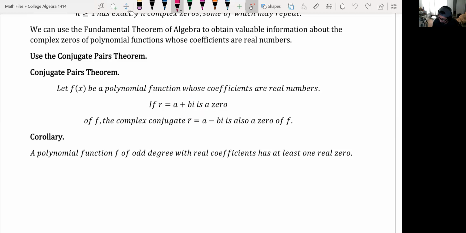This also goes for if I had a plus the square root of b, then it would have a conjugate pair of a minus the square root of b. So this is all the conjugate pairs theorem says. If you have a complex 0, then you already know what the other 0 is because it has a pair. Okay. Corollary, a small proof or theorem, I think small theorem. A polynomial function f of odd degree with real coefficients has at least one real 0. So if we're given an odd degree polynomial, we'll have at least one real 0 and the rest will be complex. And we've seen that before.